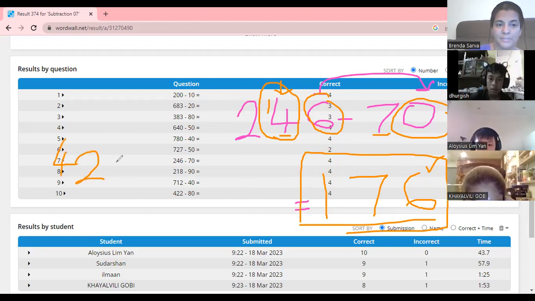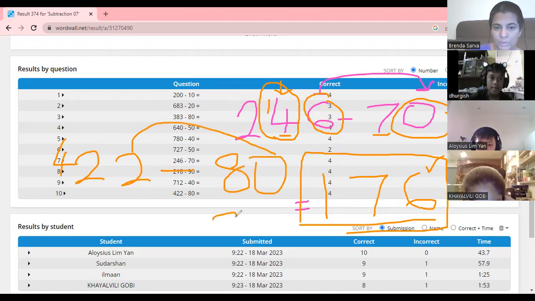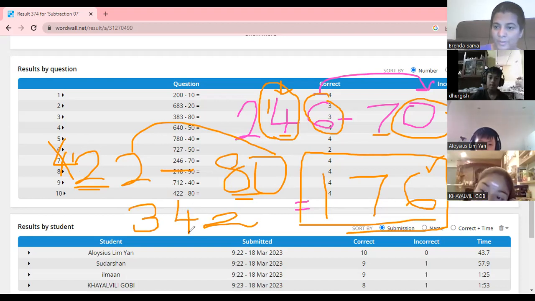So, for example, number 10, 422 minus 80. So 2 minus 0, it's 2 for the house of ones. Now 2 minus 8, that's where I've got to borrow. So this 4 will become 3. So my answer here will start with 300. And then this will become 12 minus 8, and that would give us 4.